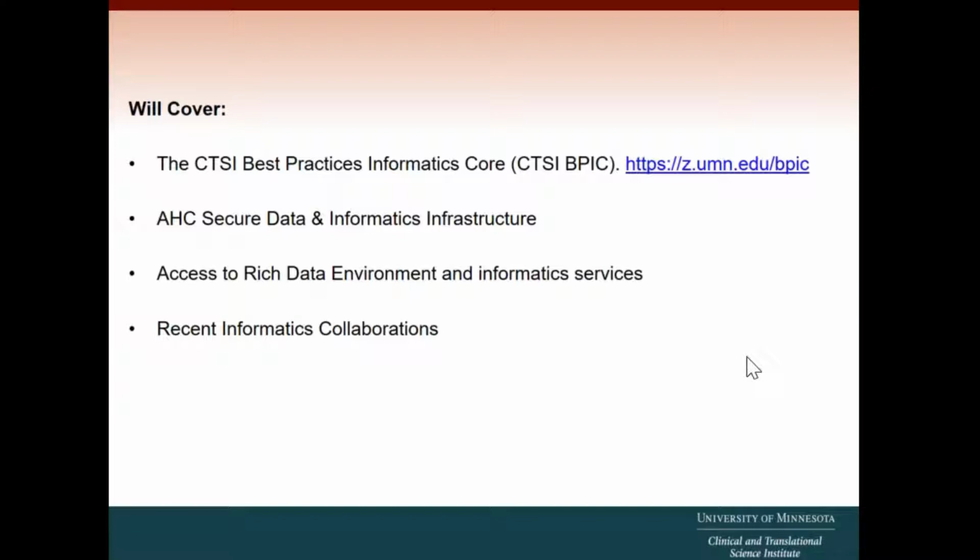And this talk today, I will cover the CTSI-BMIP Best Practices Informatics Core, which provides dedicated resources to multiple departments based on our agreements with the departments, like CTSI-BMIP. Part of the resources are dedicated to the Cancer Center. That's the Cancer Informatics shared resources.